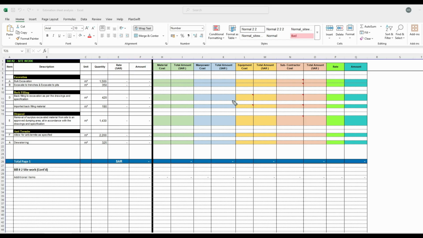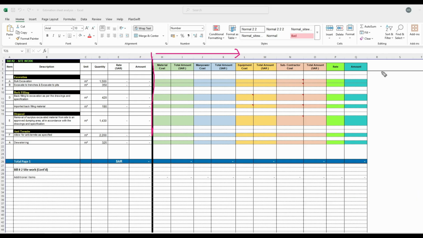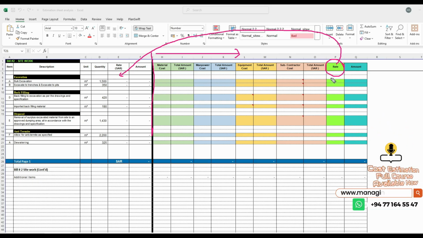Okay, right. In this black color line, the right side is our major estimation template. We are going to produce the rate. This rate we can apply to this BOQ. Before getting this rate, we are going to work out some of the Excel sheets.